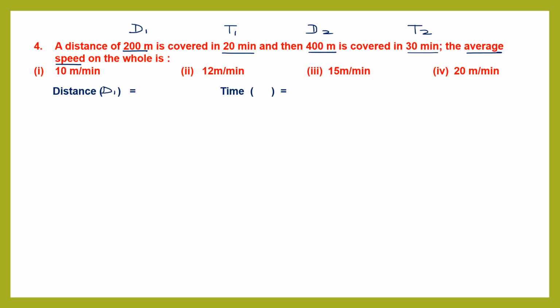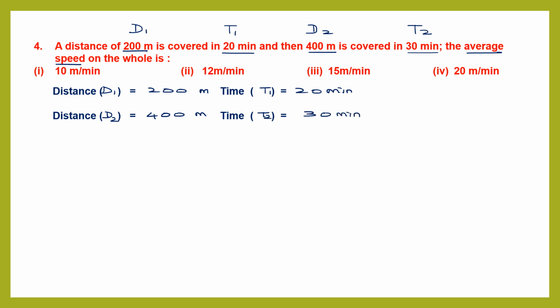Okay, so let's begin by writing what's given to us. Distance 1 is 200 meters and the time 1 is 20 minutes. Similarly, we have distance 2 given to us. Distance 2 is 400 meters and the time 2 is 30 minutes. All this is given to us. Now we have to find the average speed. Now what is the formula for speed? To find speed, it is distance by time. So when it is average speed, it is total distance by total time. So total distance is distance 1 plus distance 2, and the total time will be time 1 plus time 2.